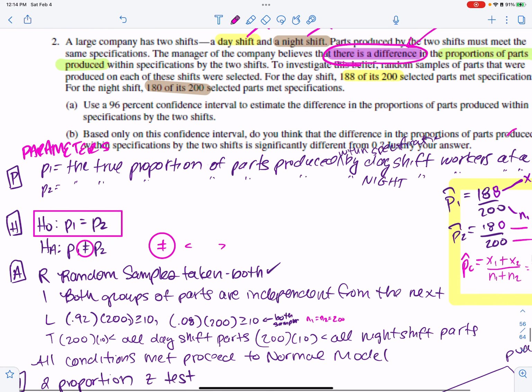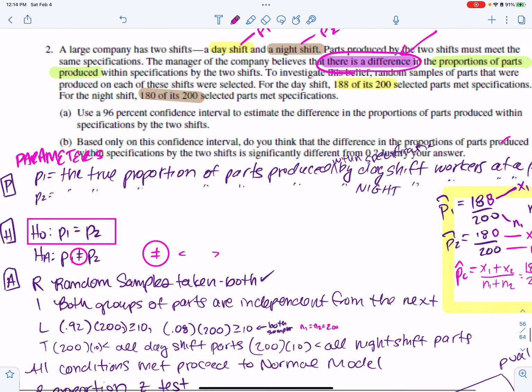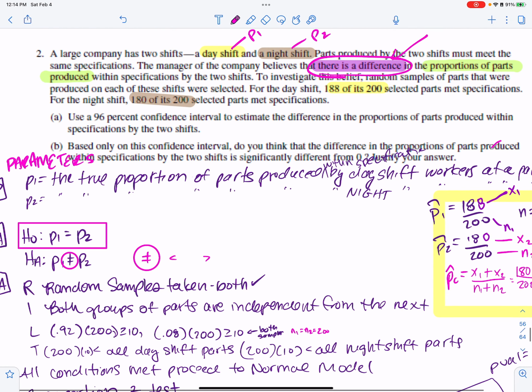Okay, so it tells us in the write-up, if you read it, that the random sample is taken. It says it there, so you're just going to say both and put a check or something. Make sure you don't just put random sample. Put that a random sample of 200 is taken from both day shift and night shift. So that's really what you should do. It's a little bit better because we know there's 200 and 200.